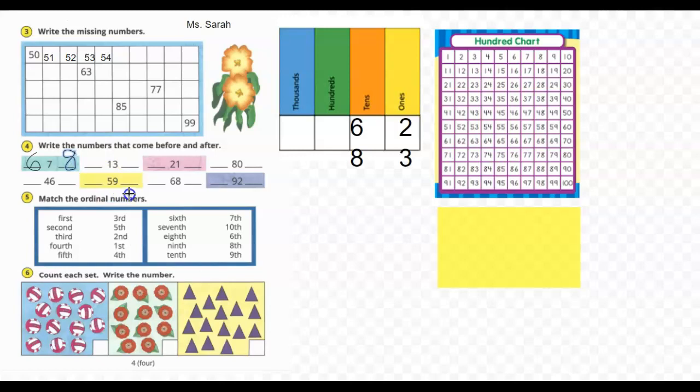Before you pause it though, I just want to talk about one thing, because this is the tricky one. Sometimes numbers like 80 can be tricky because if we look over here at our hundreds chart, there's no number right here, right? There's no number after 80. So you got to jump down to the next line. I call that going around the corner.